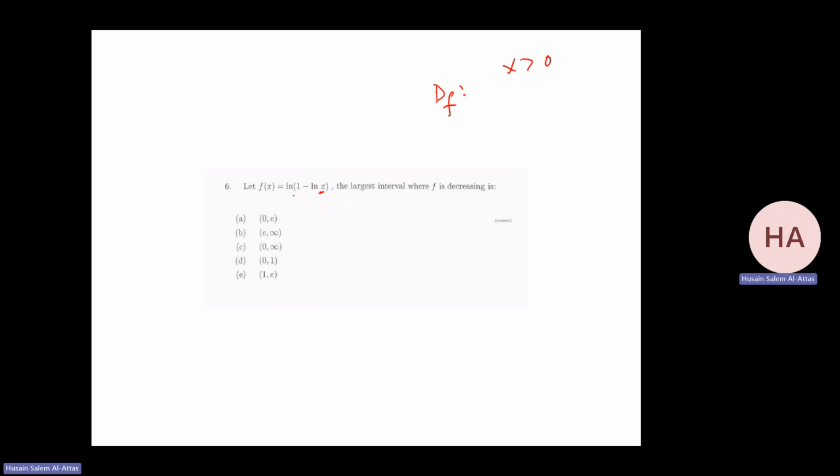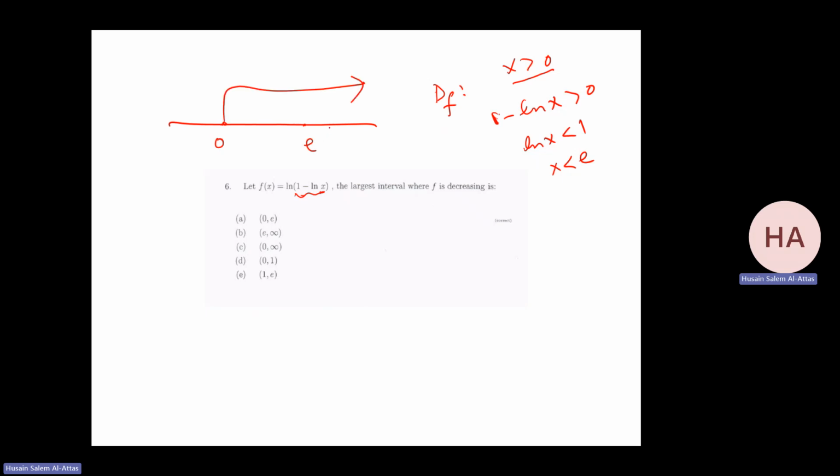And from this, I need 1 minus ln x to be positive. This is the argument of the outside ln. I need to solve this. This is very clear, but this one, I have ln x less than 1. ln is an increasing function, so I can take e of both sides. It will be x less than e. So I have 0 and e. The function is defined for x greater than 0 and less than e. So the domain of the function is from 0 to e.